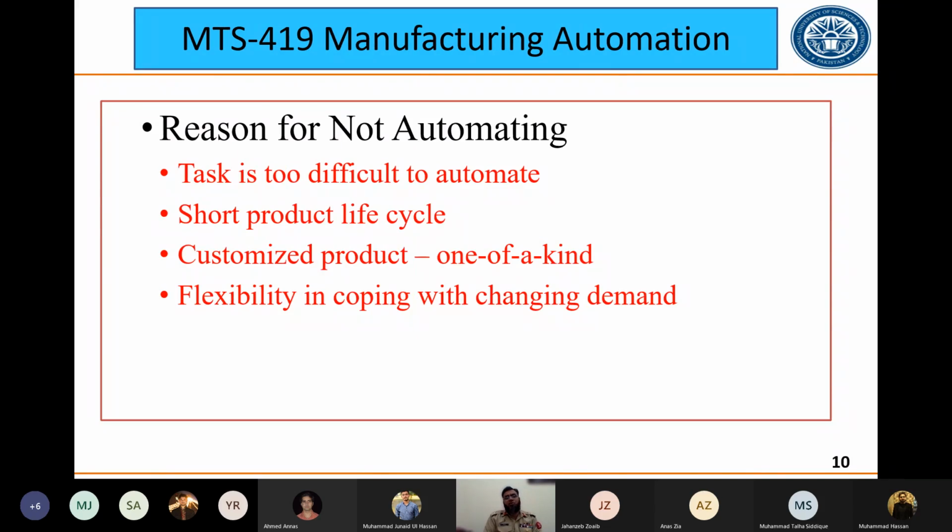And why do people not go with automation? So let's see, the task is too difficult to automate. What does that mean? Can somebody throw some light on this? Task is too difficult to automate. Sir, any more about it? But you cannot use machines to... Let me just give you an example.